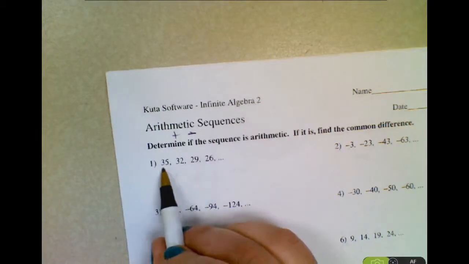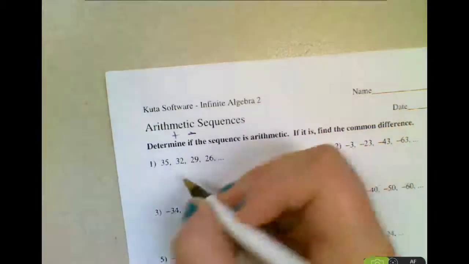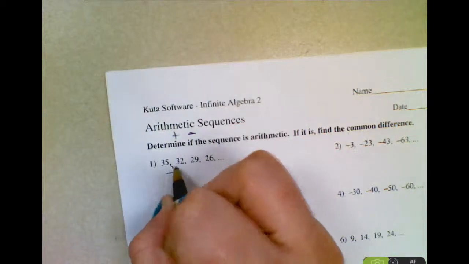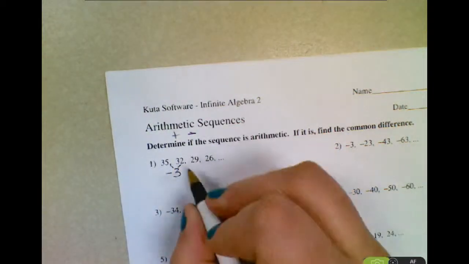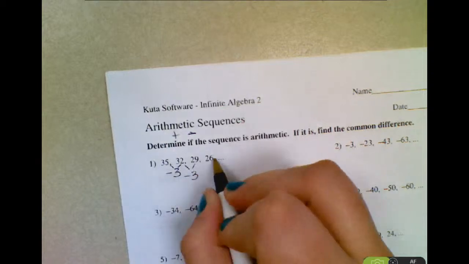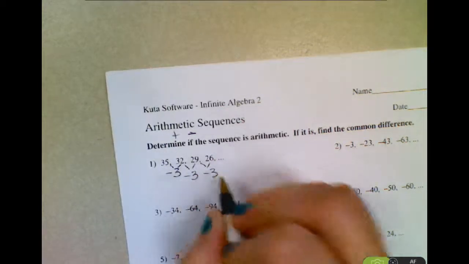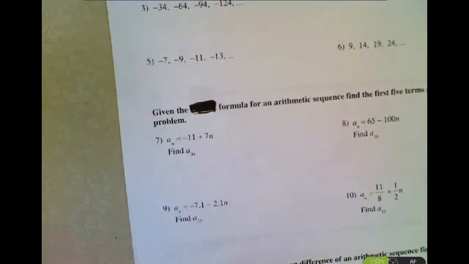So 35 minus 32 is 3, so we're subtracting 3. 32 minus 29 is 3. And same thing here. So we're going down by 3 each time. Moving on to the next section.